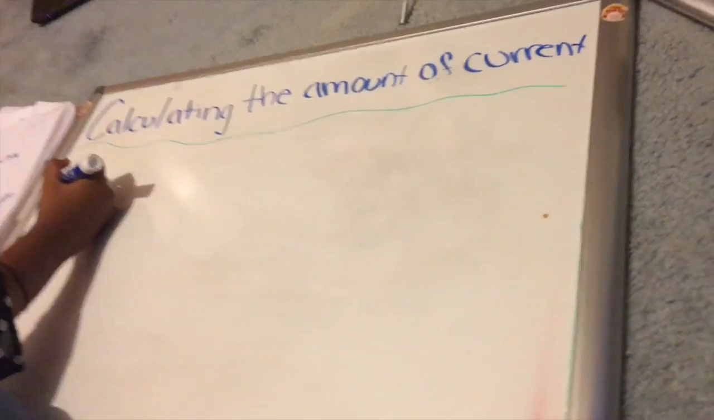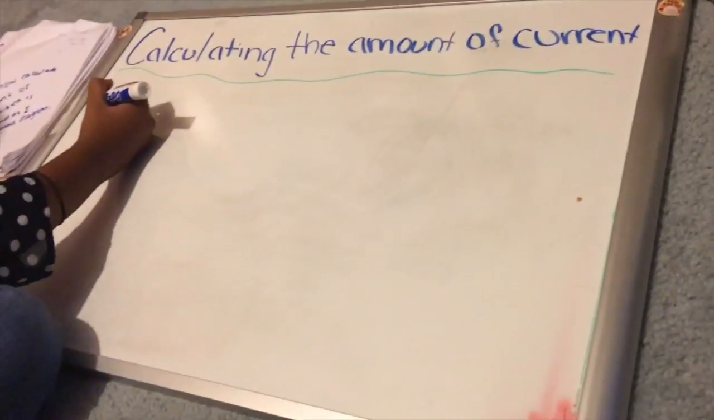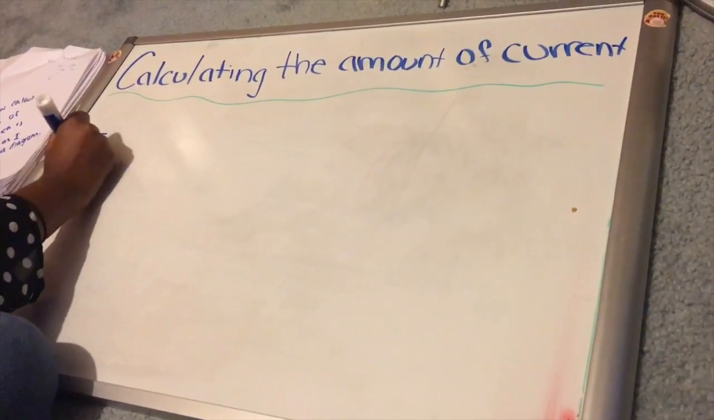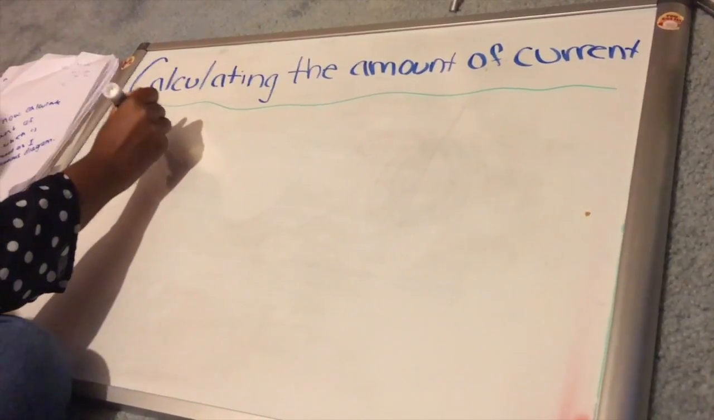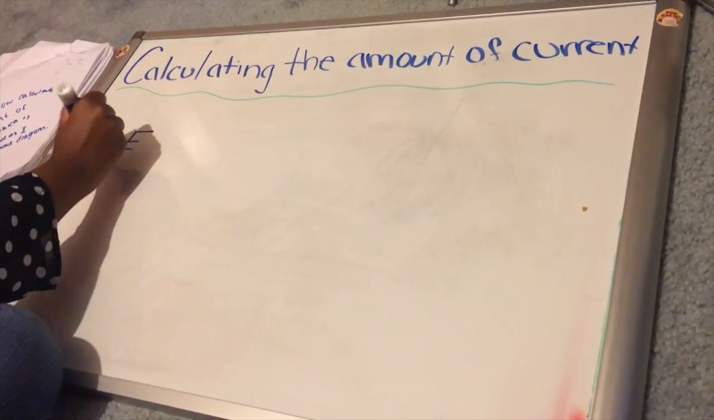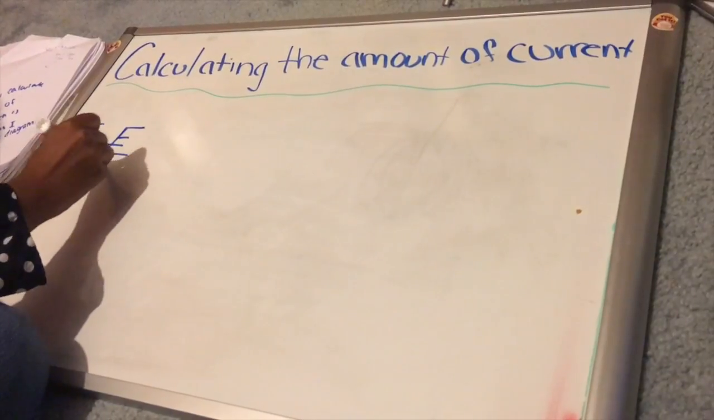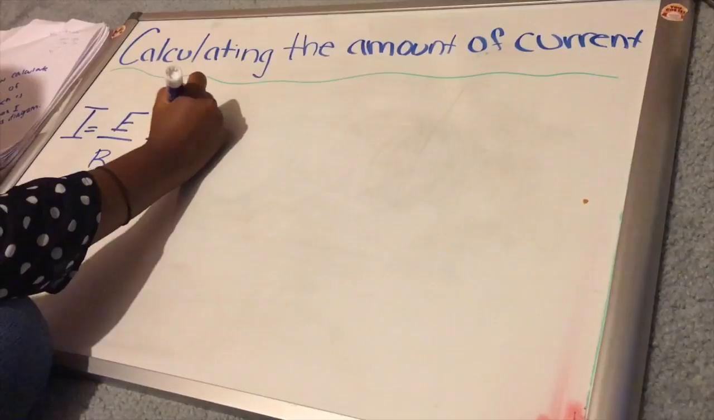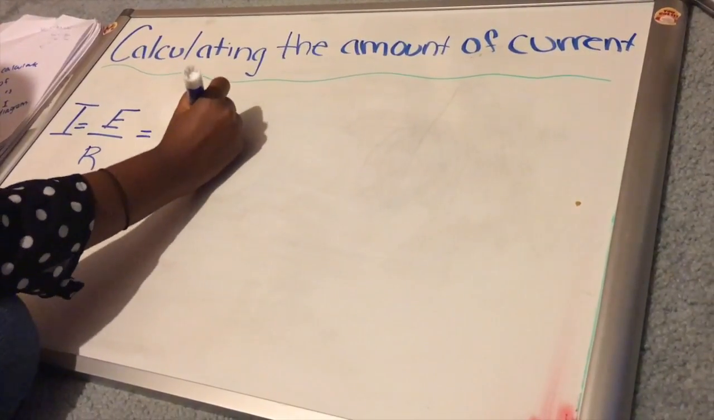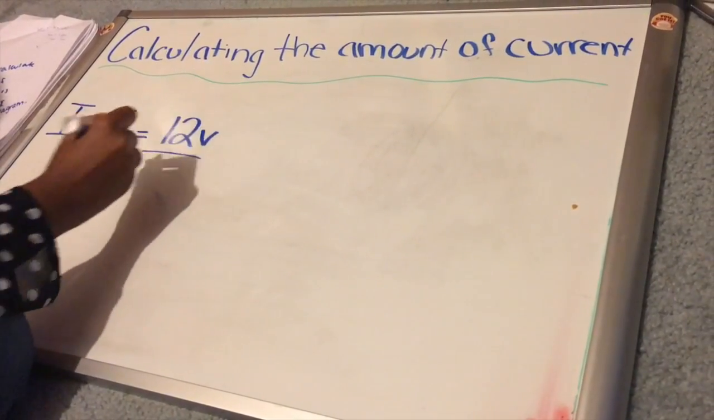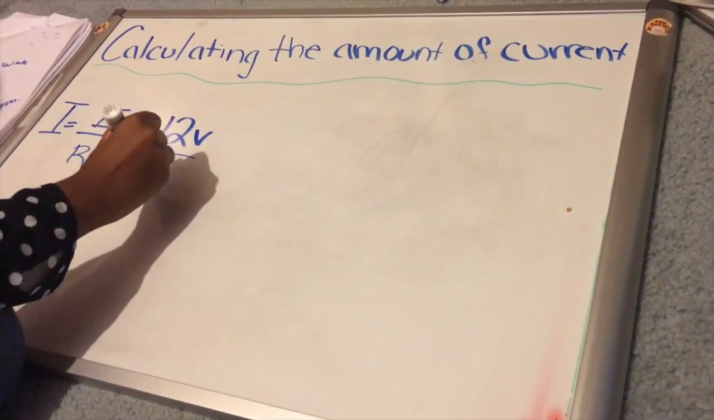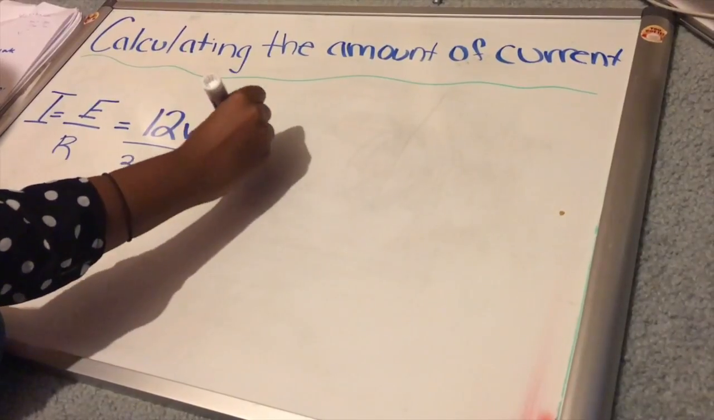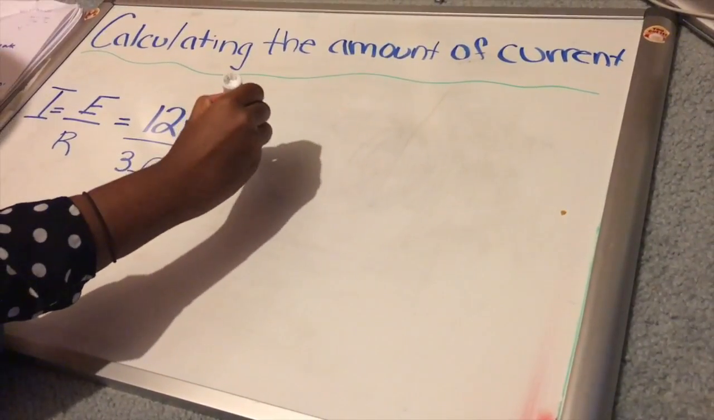I will now calculate the amount of current, which is symbolized as I in the previous diagram. I, meaning current, is equal to E, which is also known as voltage, over R, which is resistance. So in the previous diagram, it is shown that there are 12 volts and 3 ohms. 12 divided by 3 is 4, and the unit can be symbolized as A.